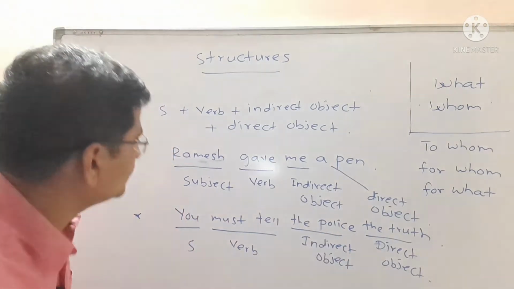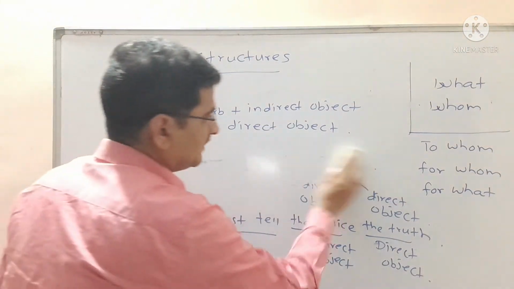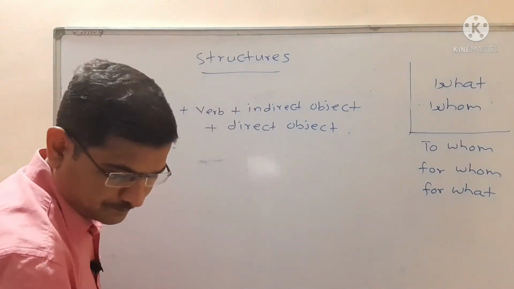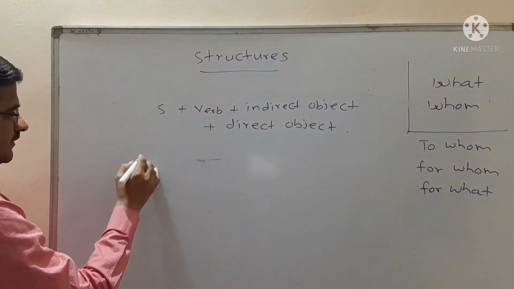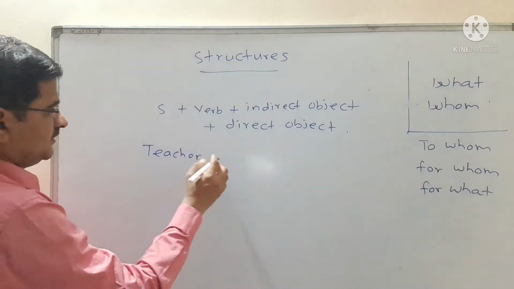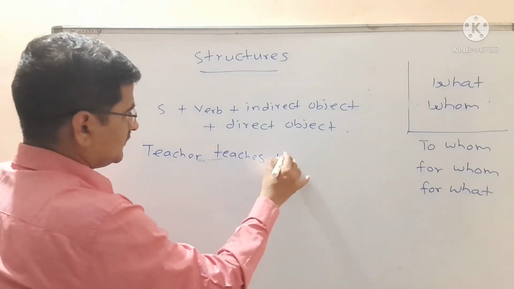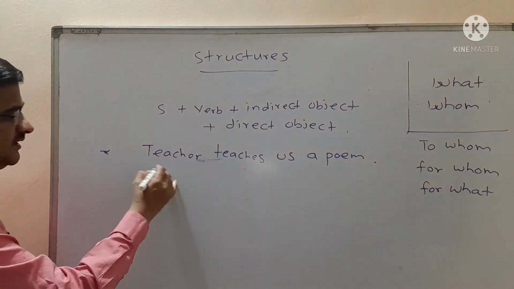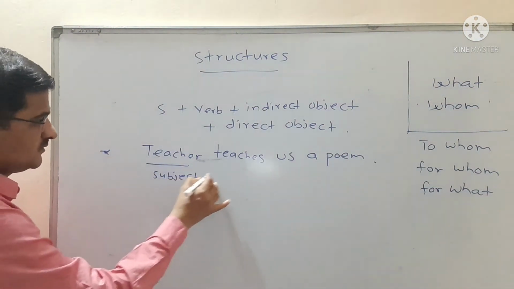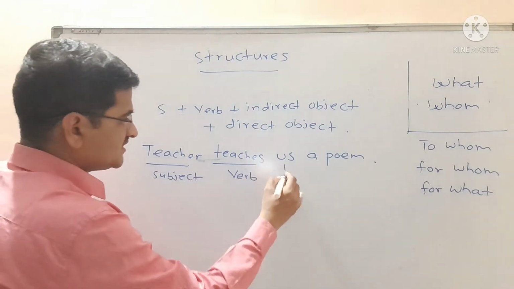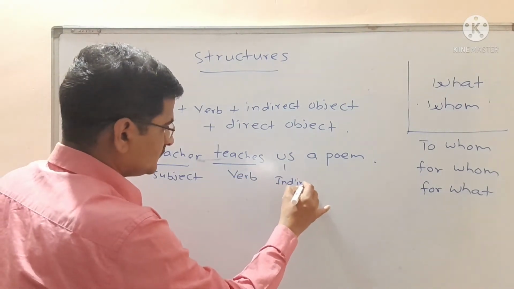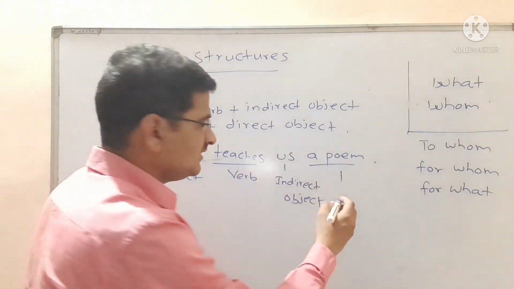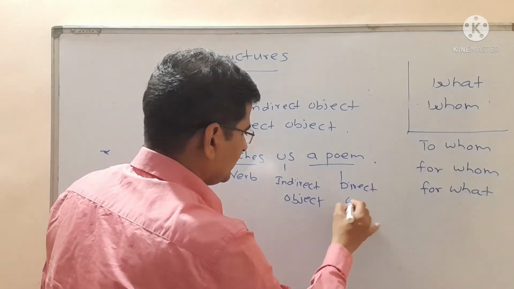I will write a few sentences on the board. Please have a look at the board, my dear friends. Teacher teaches us a poem. Here teacher is the subject. Teaches is the verb. Us is the indirect object. And here a poem is the direct object.